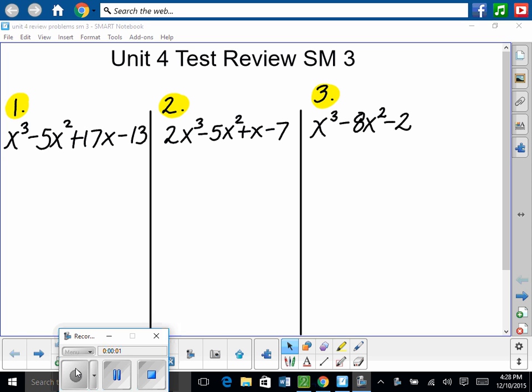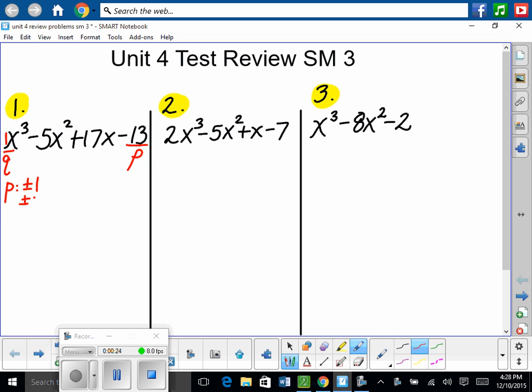Okay, so on these first two problems, we're asked to use the rational root theorem to list all the possible rational roots and then find any actual rational roots. So we always do P over Q. Our P value is always our ending term, and our Q value is always our first coefficient. Listing out all factors of P is plus and minus 1, plus and minus 13, and our Q value is plus and minus 1.